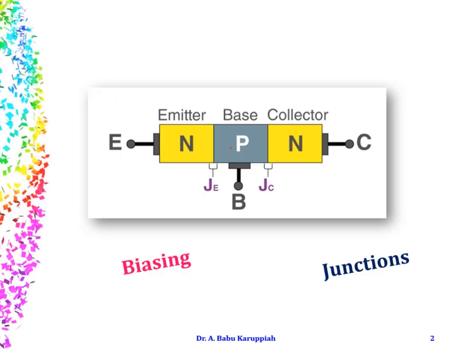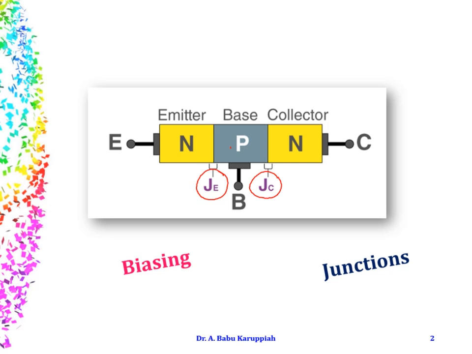In our previous video lectures, we had understood the different regions of a bipolar junction transistor. We also differentiated the regions based on area and the doping level. We also understood that there are two junctions that will be formed when a transistor is constructed using two back-to-back diodes. One being the emitter-base junction, the other collector-base junction.